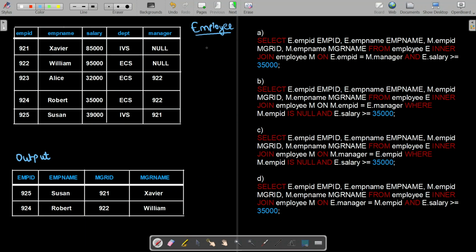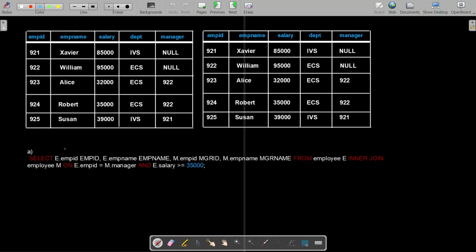So in this question we are given an employee table and an output, and we need to determine which query among the following options will give us this particular output. So let's start with the first option. The first option says select e.empid. So in our result we need empid, emp name, m.empid, that will be referred to as manager id, and m.emp name, that will be referred to as manager name. So these will be the four columns present in our output.